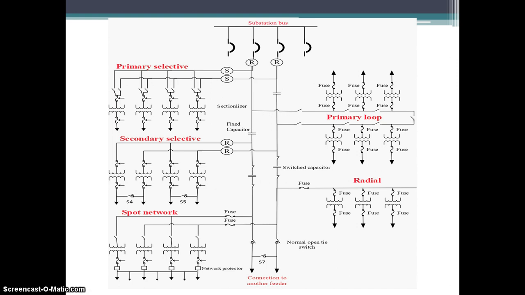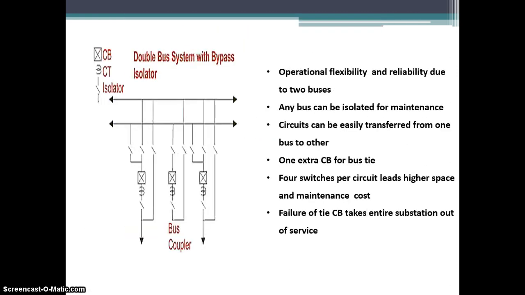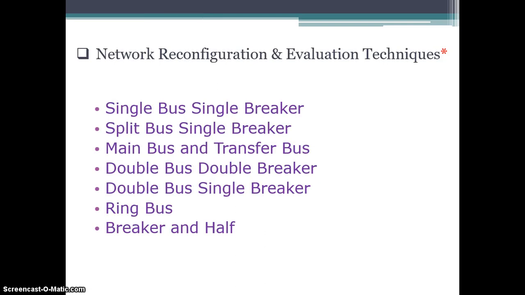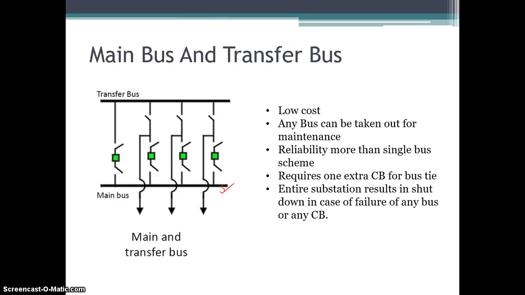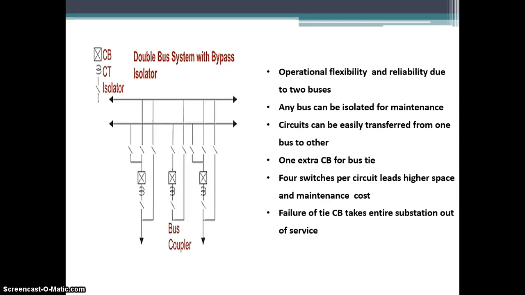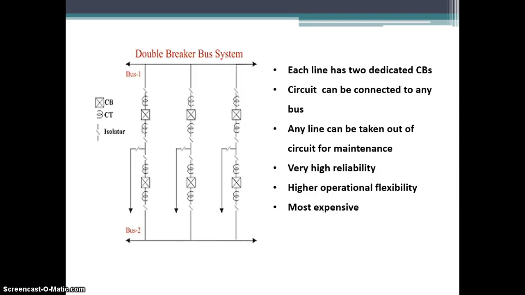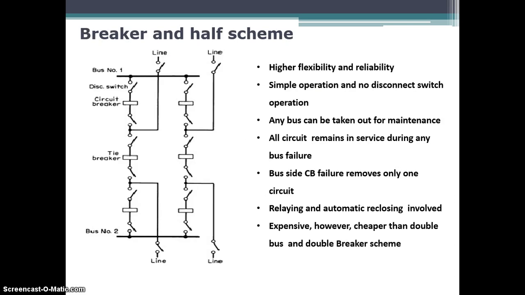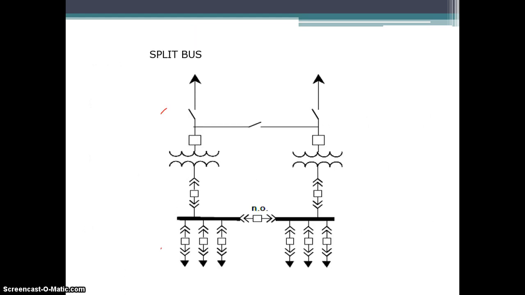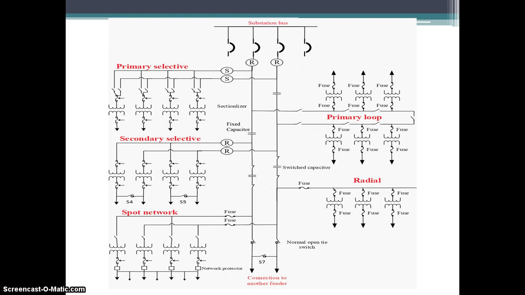So this is all for today's video lecture. Let us quickly see what we have covered. We have covered a single bus type of system, then main bus, transfer bus, then double bus single breaker, double bus double breaker type of scheme, ring bus type of scheme, then breaker and a half scheme, which is a very popular and most commonly used scheme, then split bus scheme, and after that we have seen a typical layout of the substation.